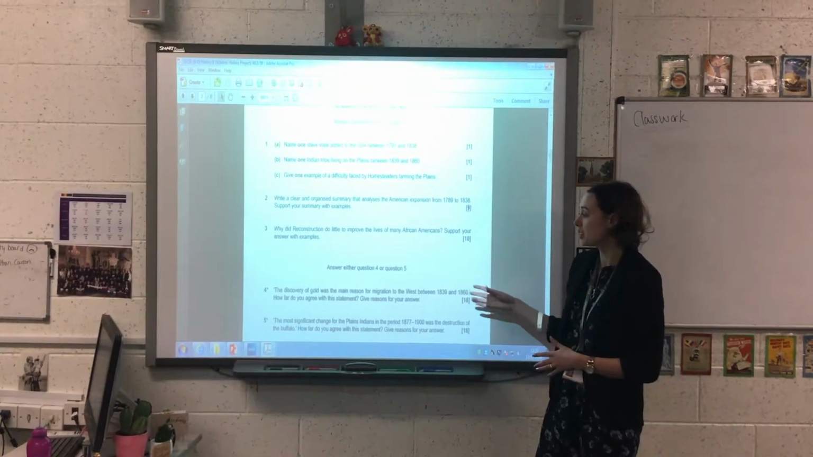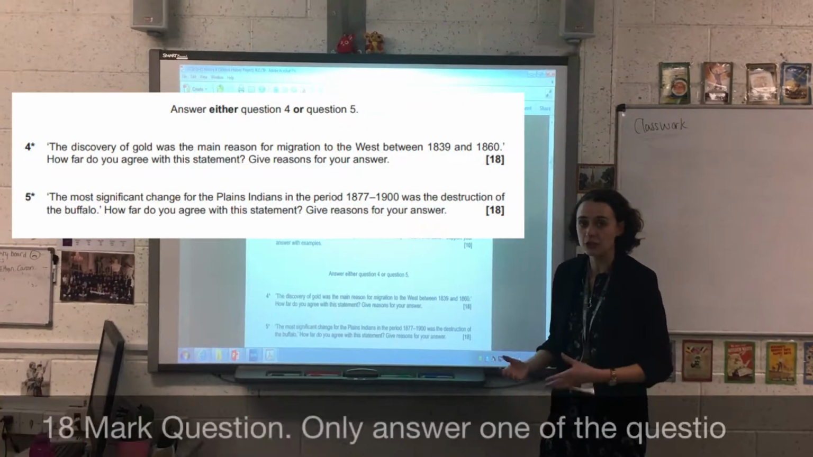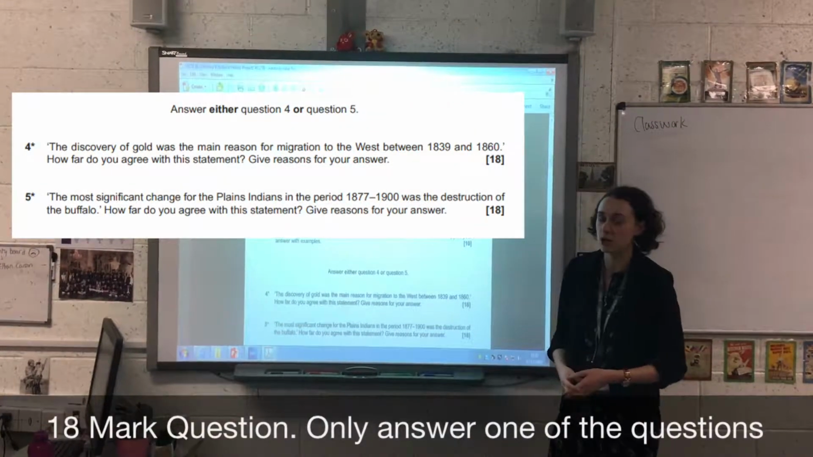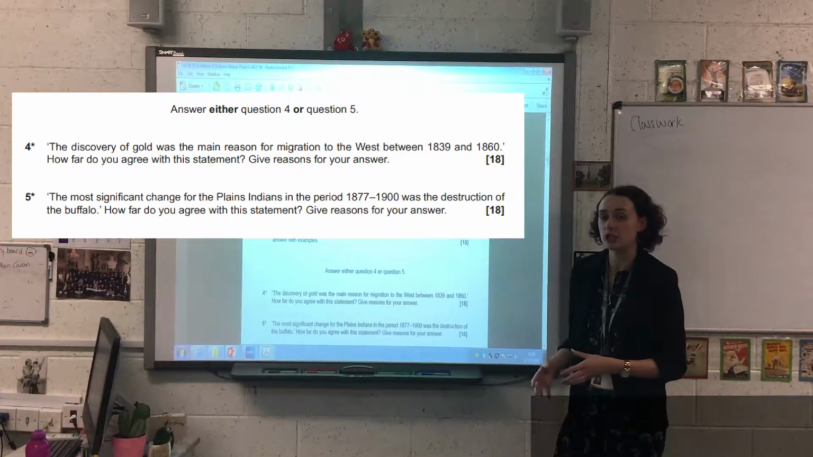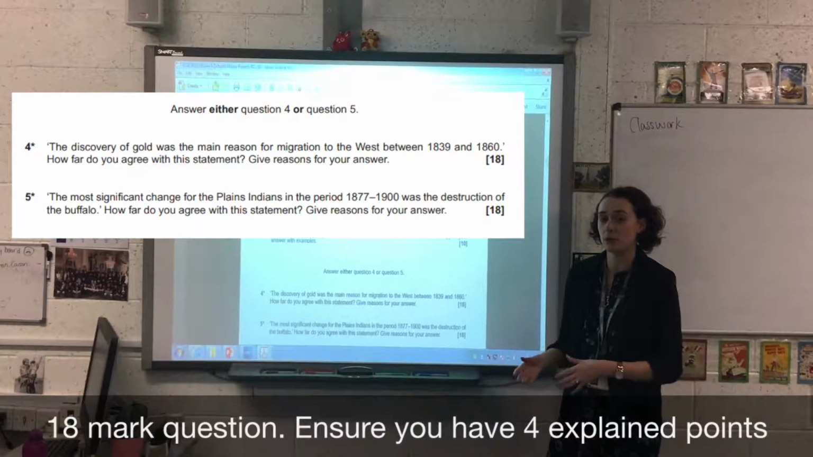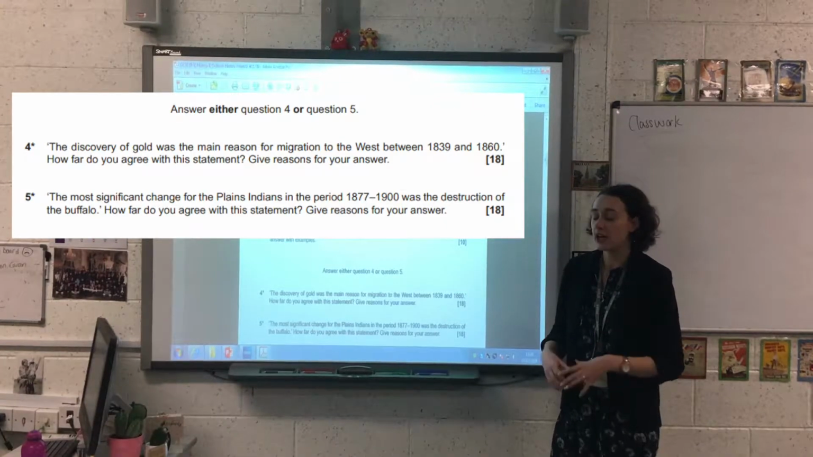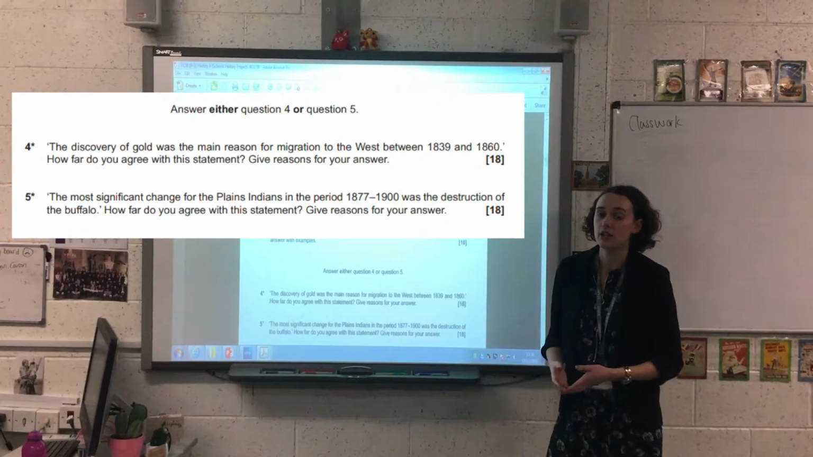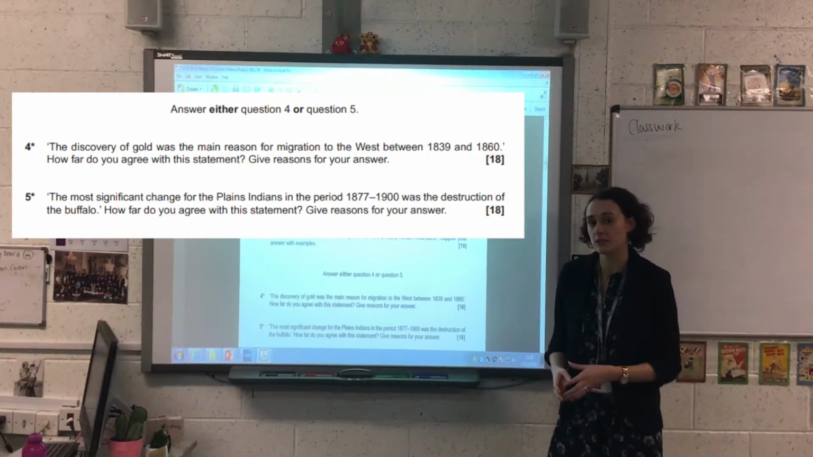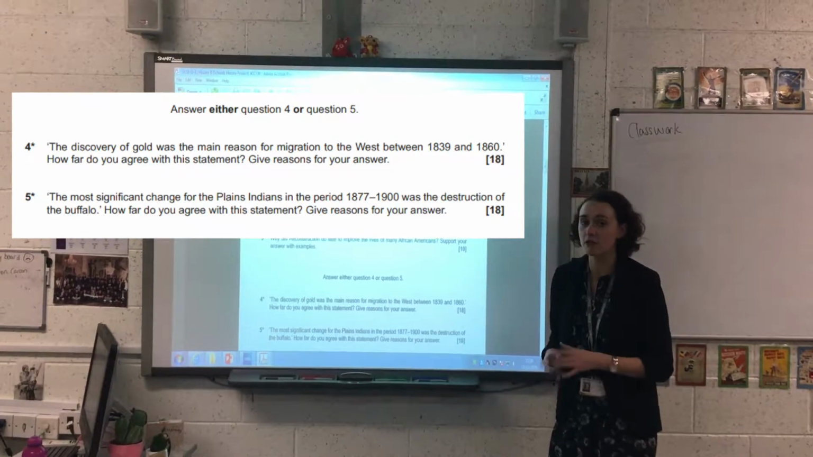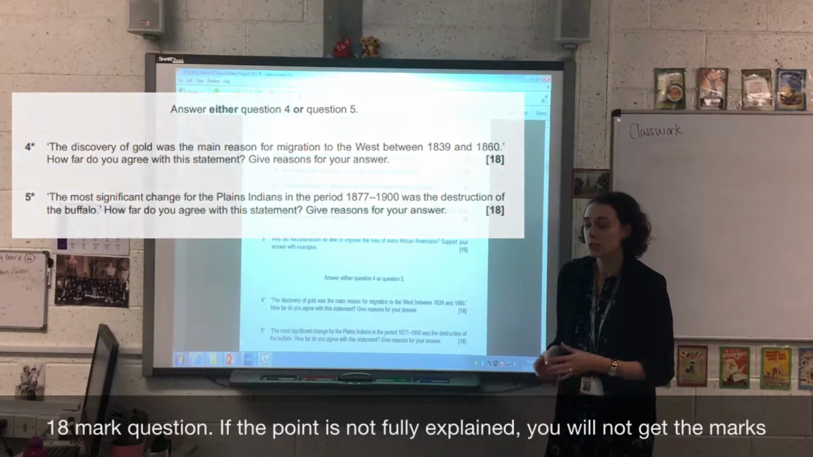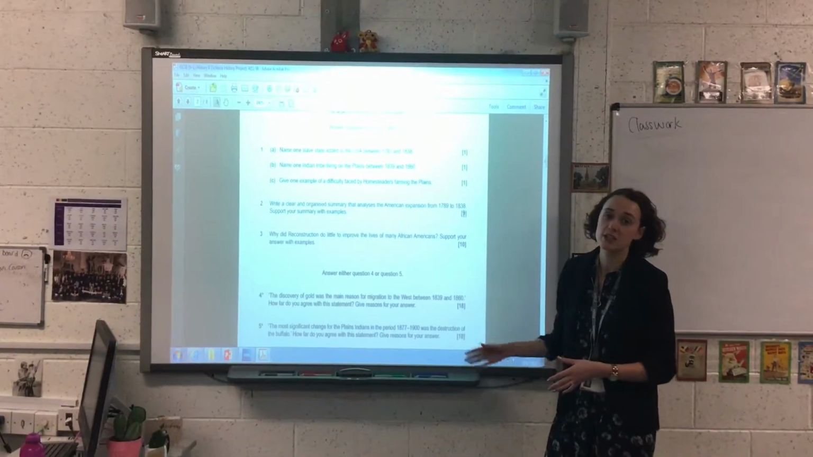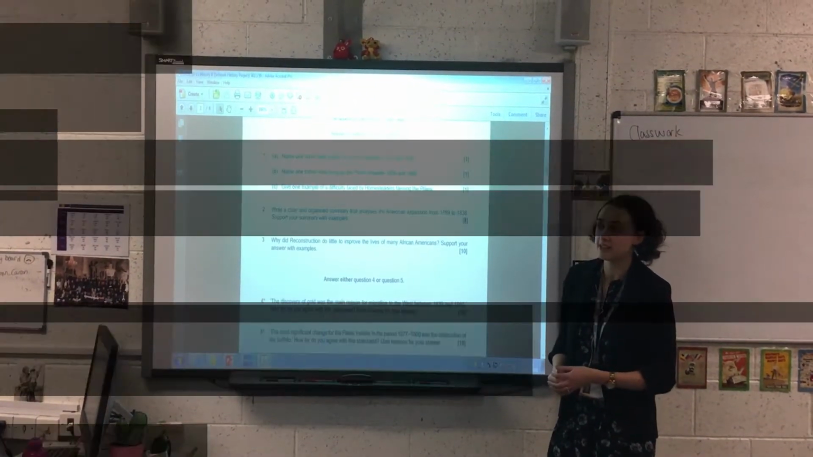Finally, you will have a choice for the 18-mark question, so make sure that you only do 1 of those 18-mark questions. The top tip for the 18-mark question is to make sure that you have 4 explained points within your answer. So that could be 2 agree and 2 disagree, or 3 agree and 1 disagree. But if your point is not fully explained, then you will not get the credit for those marks. So once again, you'll have 52 minutes to do this part of the exam.